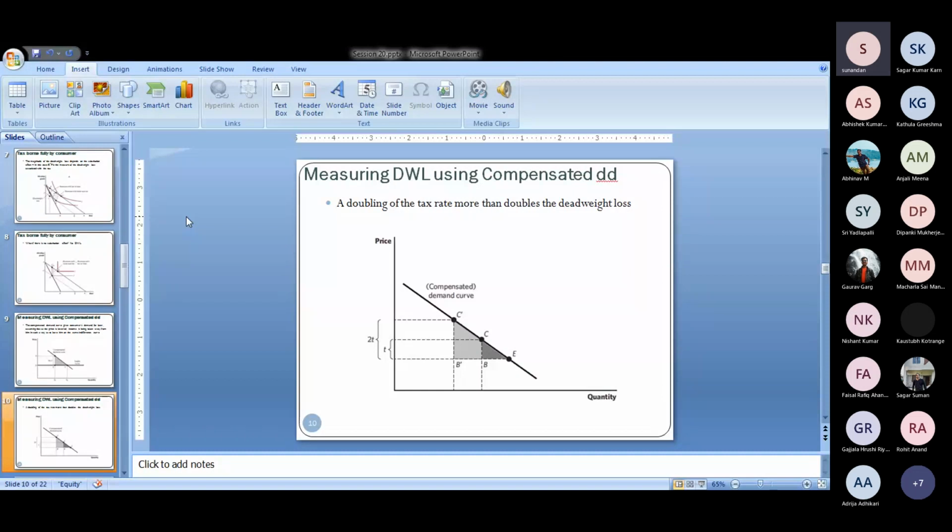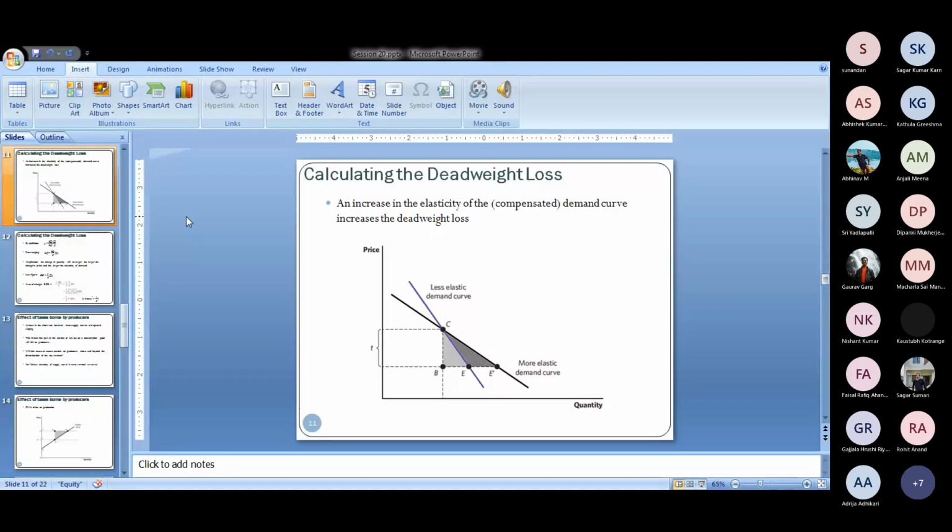Next relationship: the more you increase the elasticity in absolute terms, the deadweight loss also increases. So you have a less elastic demand curve, given by the blue demand curve. Your deadweight loss was BCE. With a flatter one, the deadweight loss becomes BCE prime.